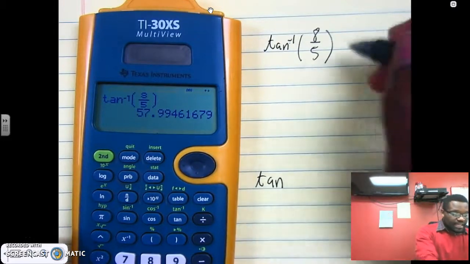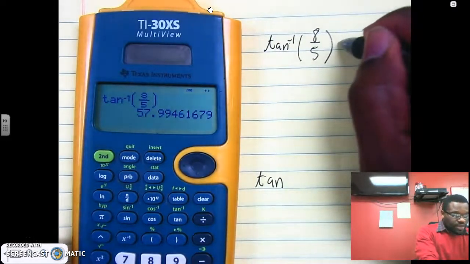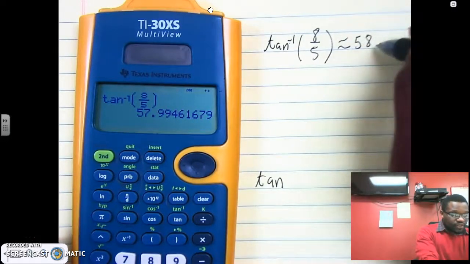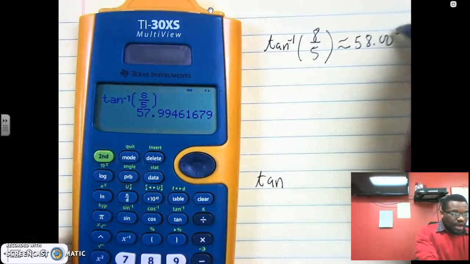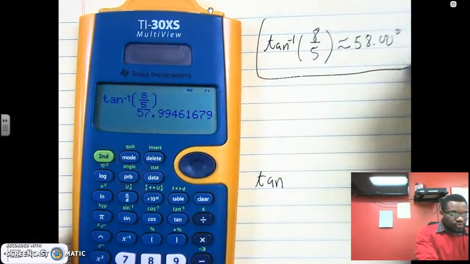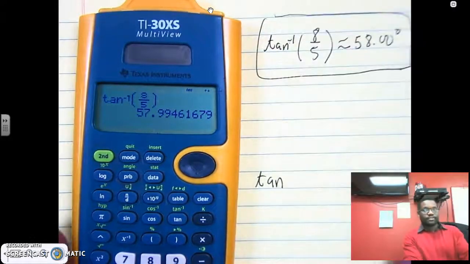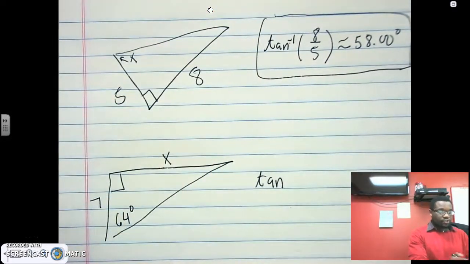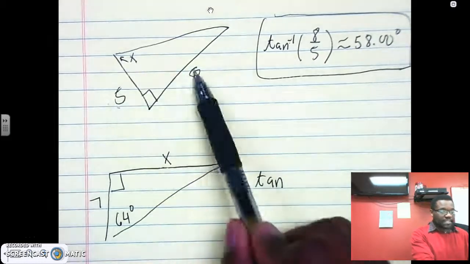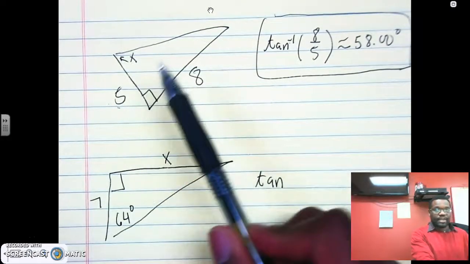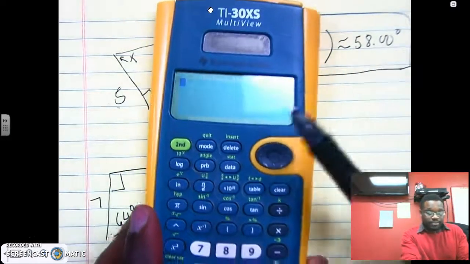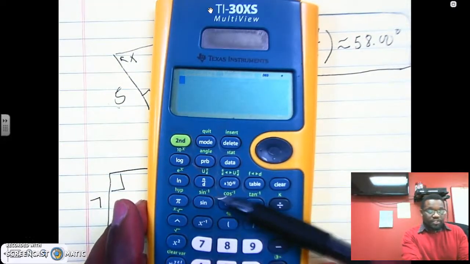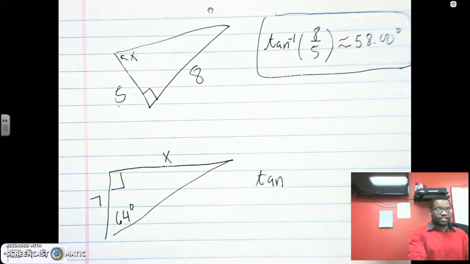Enter, and I get that that is approximately equal to, let's just say 58 degrees, because I didn't tell you how many decimal places to go. All right? That's the inverse tangent. But notice I can use the tangent because I know the opposite and the adjacent. If you are perceptive, you'll notice that tangent is not the only one that's right there. There's two others, but right now we're only focusing on the tangent.